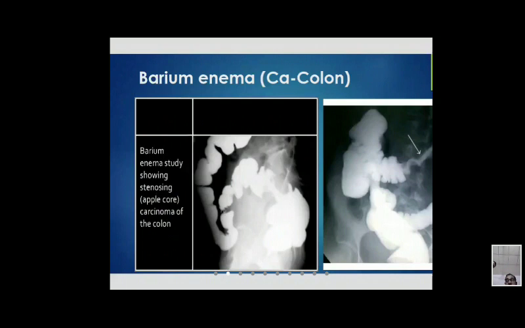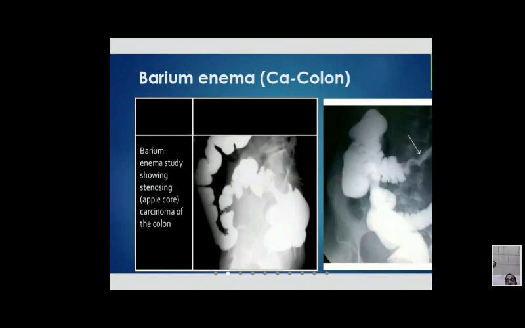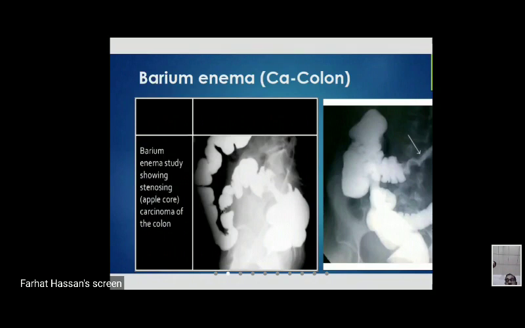So how can you treat a patient with right-sided colonic carcinoma? What is your treatment for right-sided colonic malignancy? Hemicolectomy. Yes. For right-sided colonic carcinoma, right hemicolectomy. For left colonic carcinoma, left hemicolectomy. For carcinoma of the right colon, treatment is right hemicolectomy. Carcinoma of the left colon, treatment is left hemicolectomy.